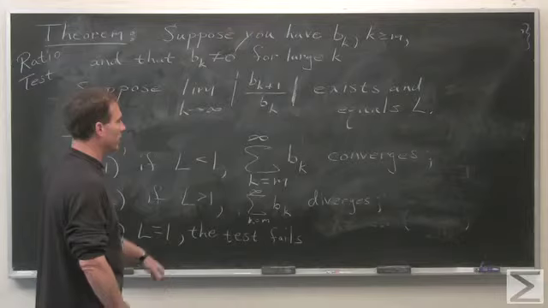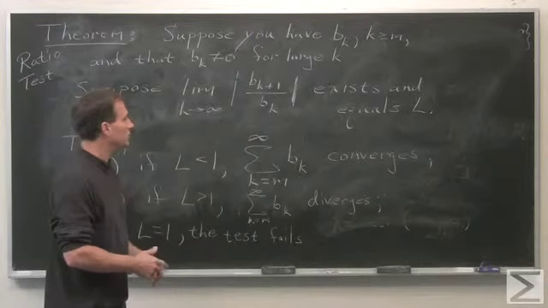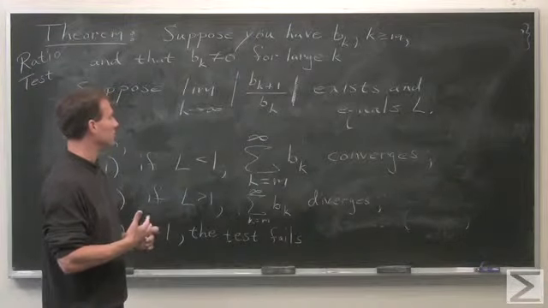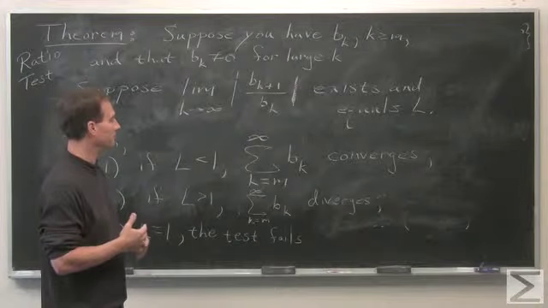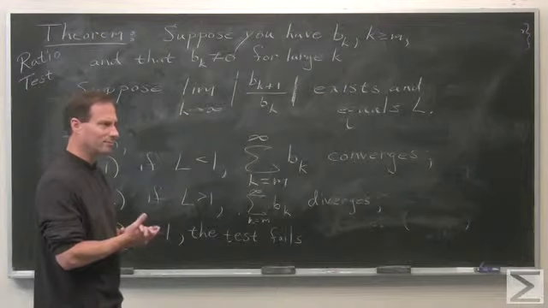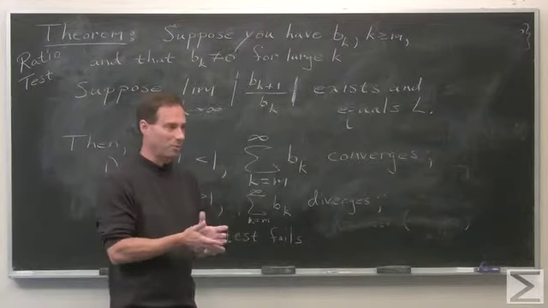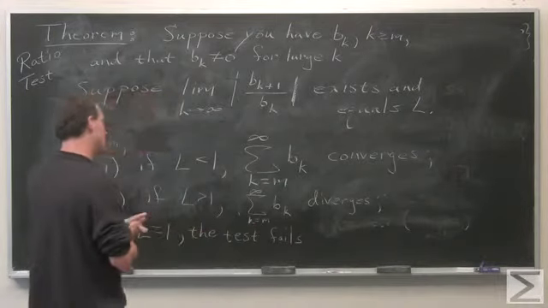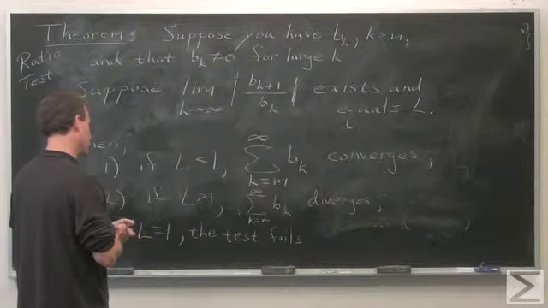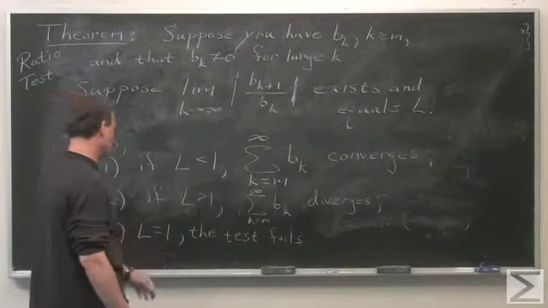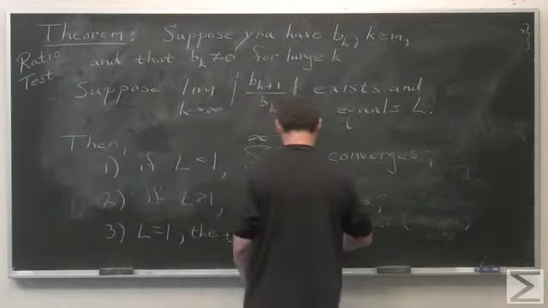And if L is greater than 1, in fact, the terms that you're adding up aren't even approaching 0, so you're adding more and more things that aren't getting close to 0. Well, if you're adding a whole bunch of 1s or a whole bunch of halves, an infinite number of them, it's easy to believe it diverges, as it should. And if L equals 1, the test doesn't tell you anything.